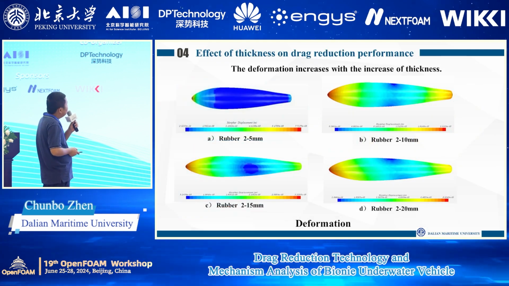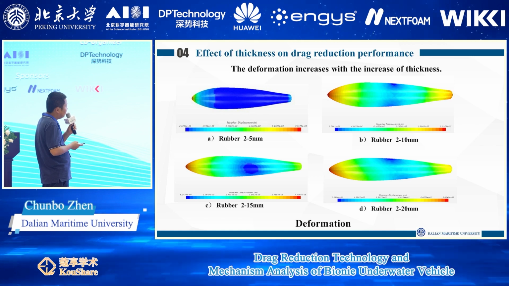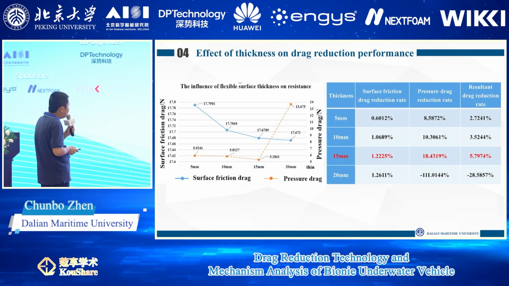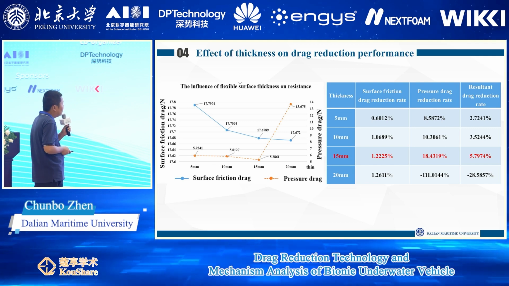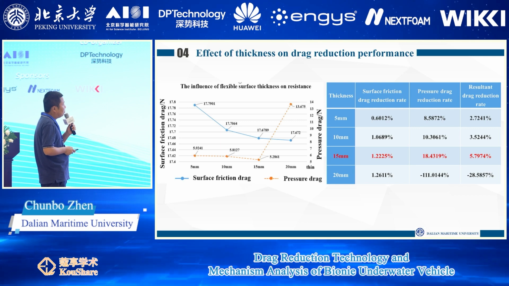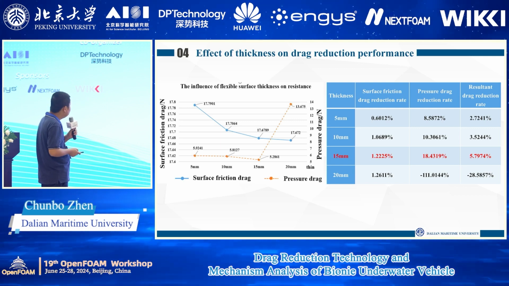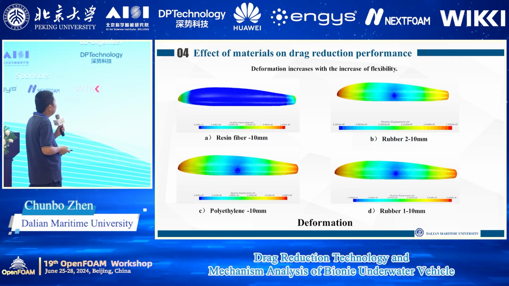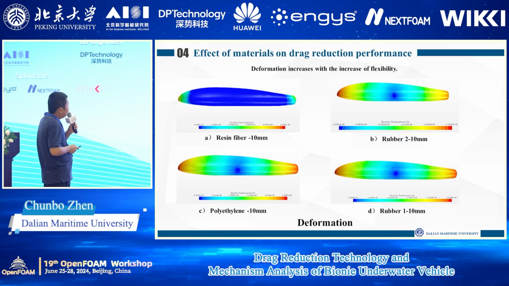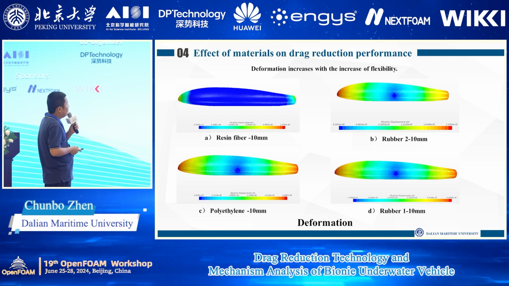This is the deformation increase with thickness. From the result, we can see that the thickness of 15 millimeter has a better drag reduction rate. Deformation increases with increase of pliability.